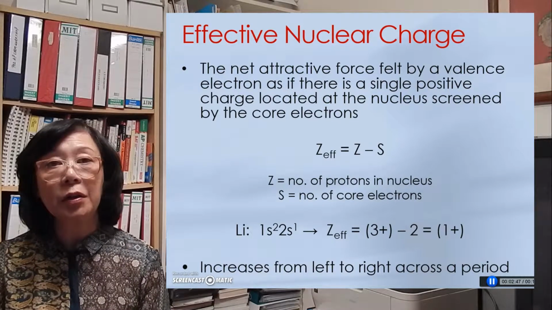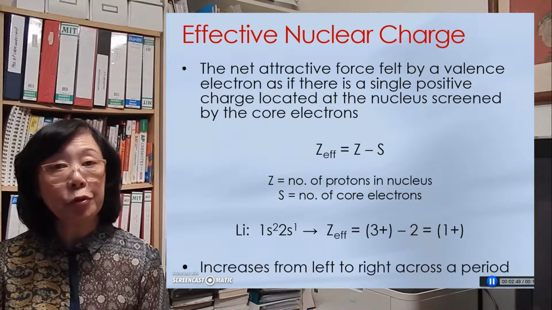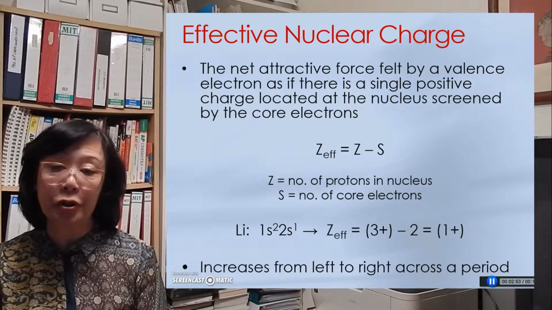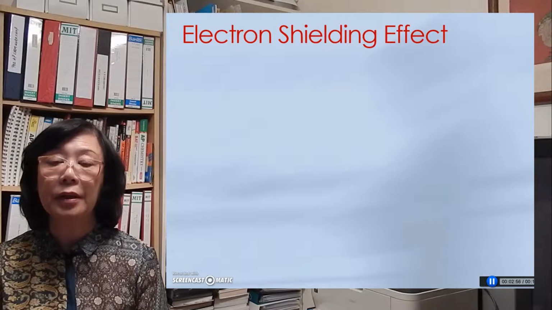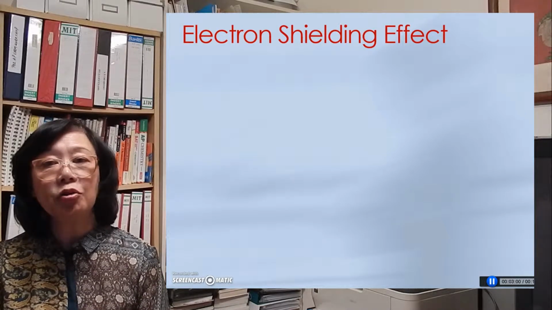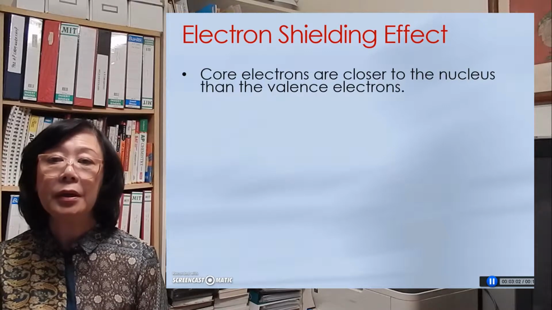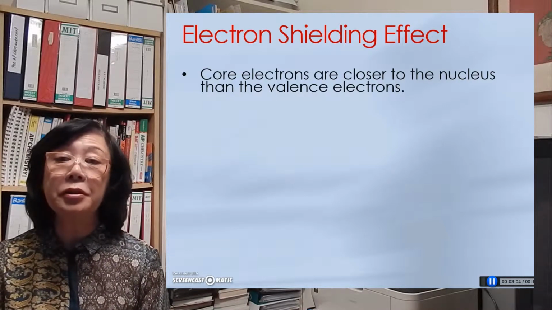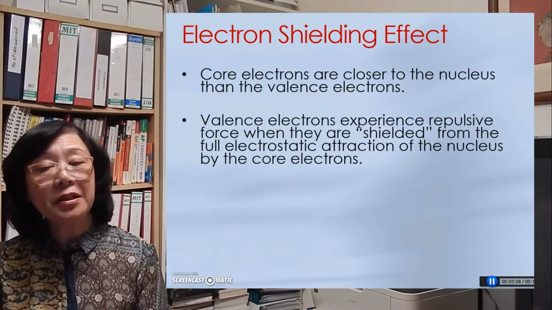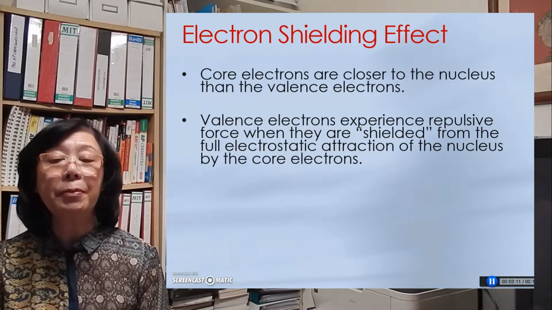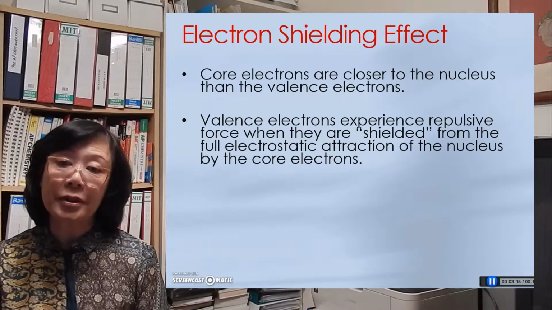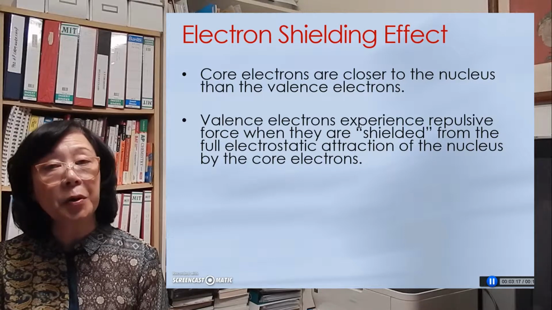Effective nuclear charge increases when going from left to right across the periodic table because there's an increasing number of protons. Another reason is the electron shielding effect. The core electrons are closer to the nucleus than the valence electrons. So valence electrons will experience repulsive forces when they are shielded from the full electrostatic attraction of the nucleus by the core electrons.